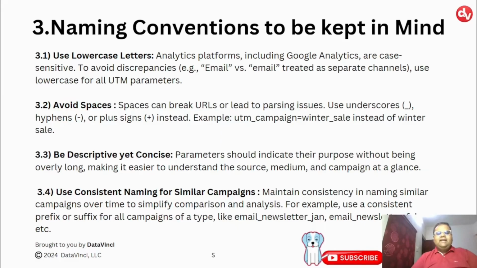Third, we should be as descriptive and as concise as we can be. The parameters should indicate their purpose without being overly long, making it easier to understand the source, medium, and campaign at a glance. We should always use consistent naming for similar campaigns. That is, we should maintain consistency in naming similar campaigns over time to simplify comparison and analysis. For example, use a consistent prefix or suffix for all campaigns of a type, like email_newsletter_jan. Then if it is for February, it should be email_newsletter_feb, etc.